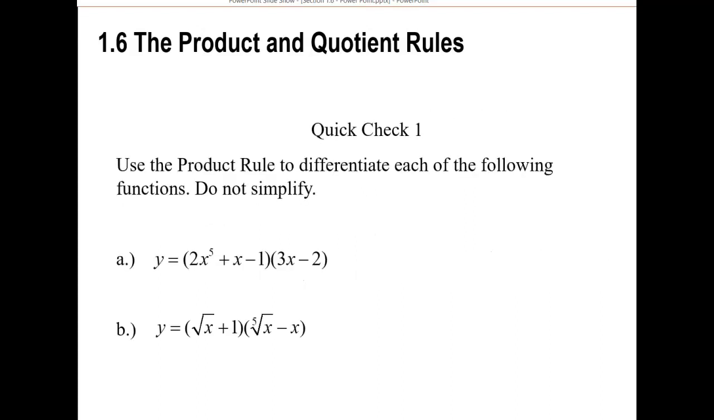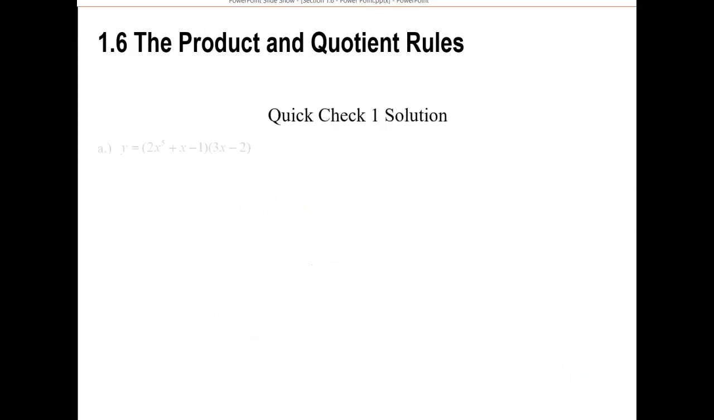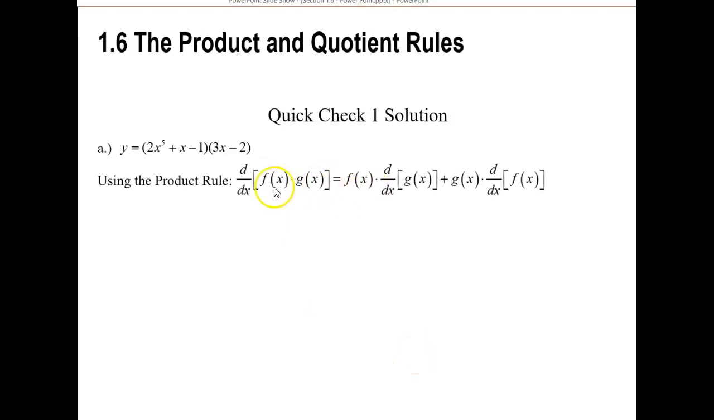So let's look at another example. Use the product rule to differentiate. It says not to simplify, so just pay attention to your directions. If it says not to simplify, you would just do like the last problem, but otherwise you would. All right. So 2x to the fifth plus x minus 1 times 3x minus 2. This is a product, so we have to utilize the product rule. All right, so this is what the product rule says. First times the derivative of the second plus the second times the derivative of the first.